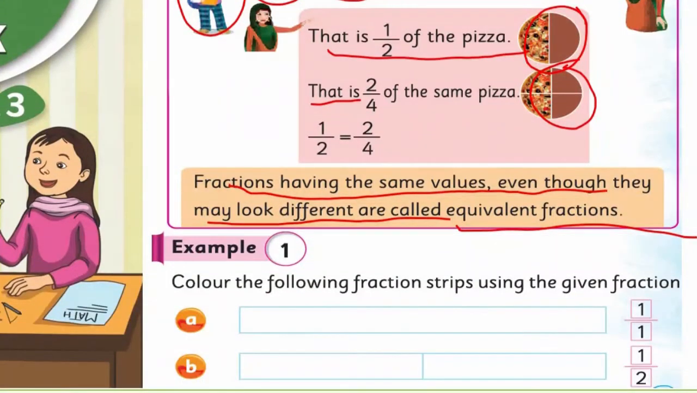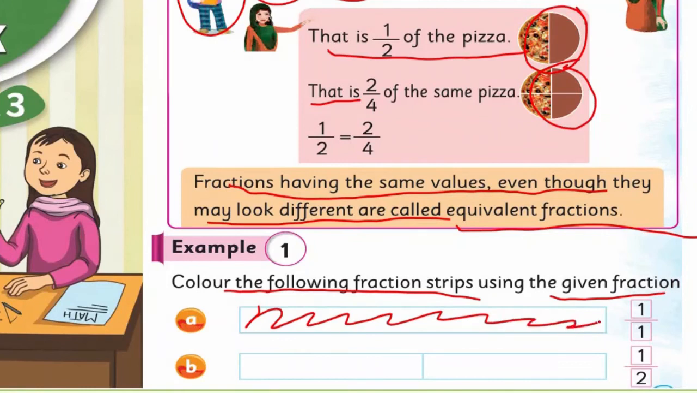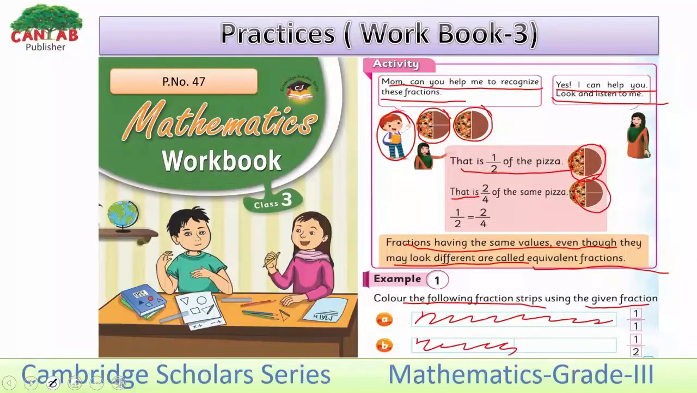Now look at example number 1. Color the following fraction strips using the given fraction. What you have to do? Color the whole object, whole strip, and then color the one part. Similarly, complete other parts of this example by yourself.